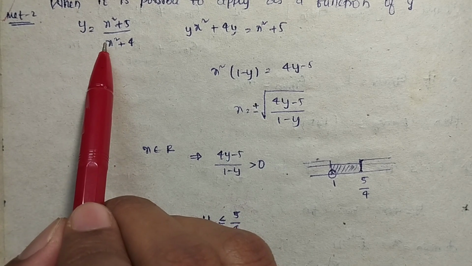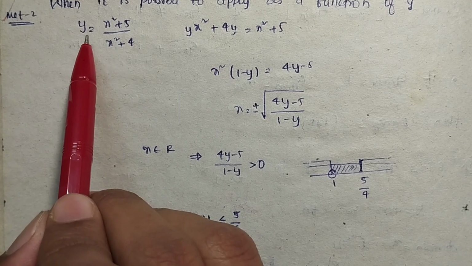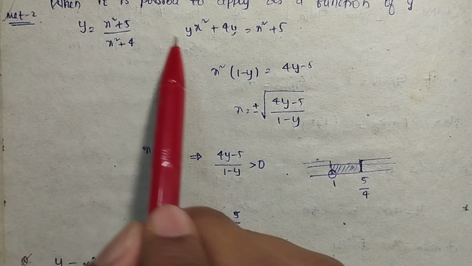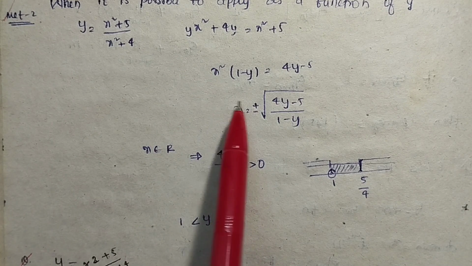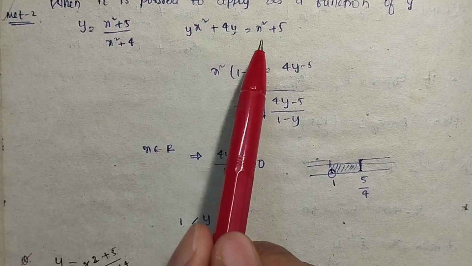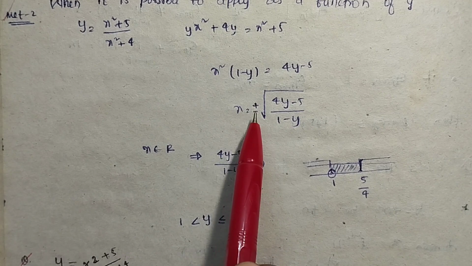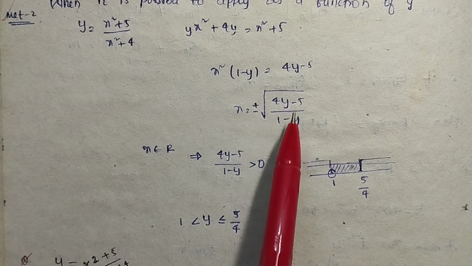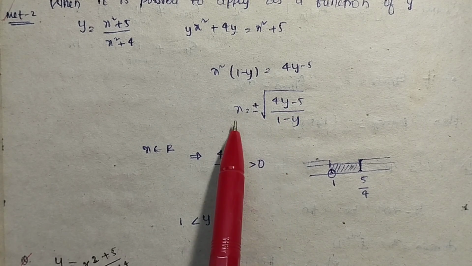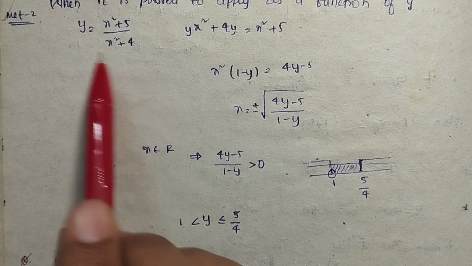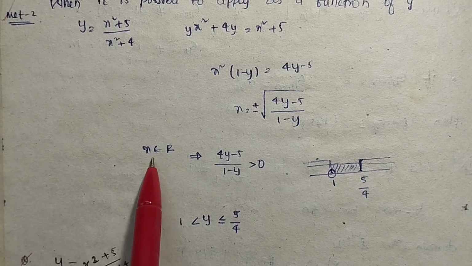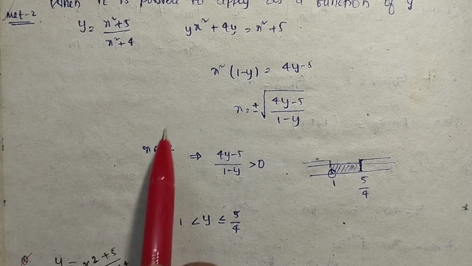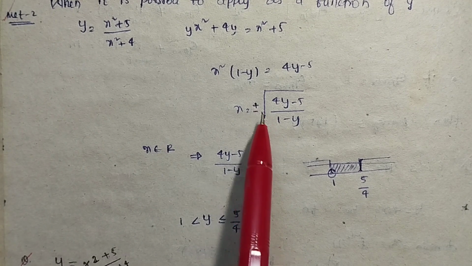So now what I do is I multiply this denominator, and I try to keep x on one side and y on the other side. By simplifying this, I get x equal to plus minus under root of (4y minus 5) by (1 minus y). So I know the domain of the actual function is x, and it is all R. So x belongs to all R, and which is having under root.